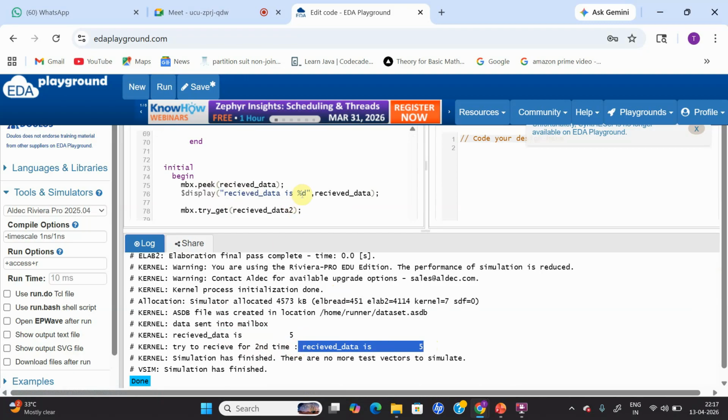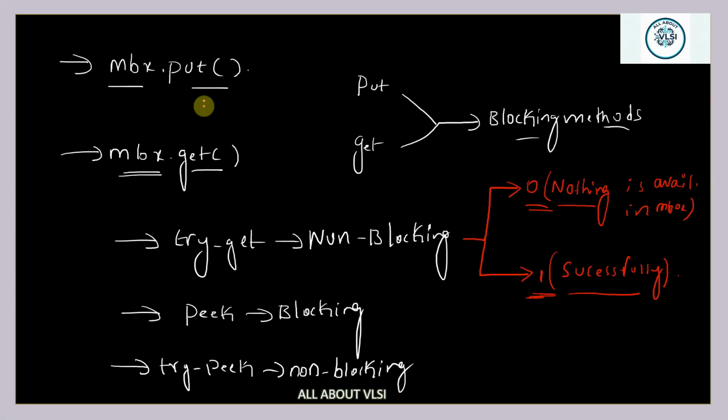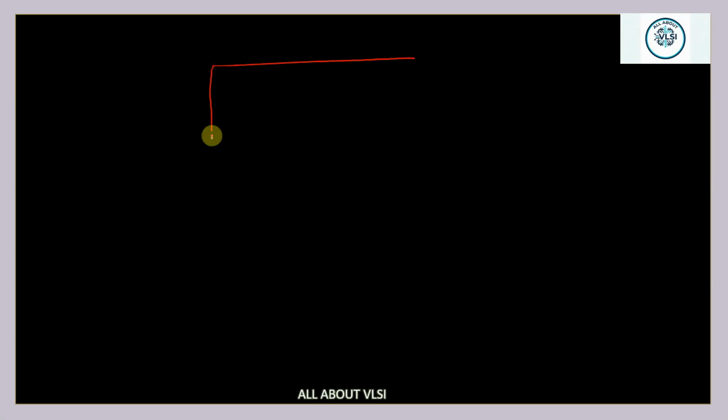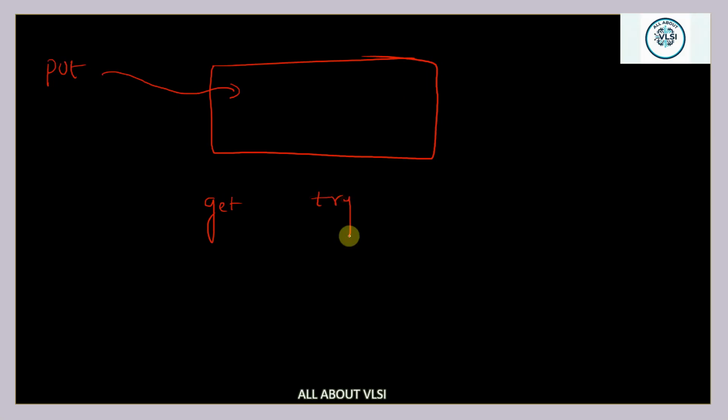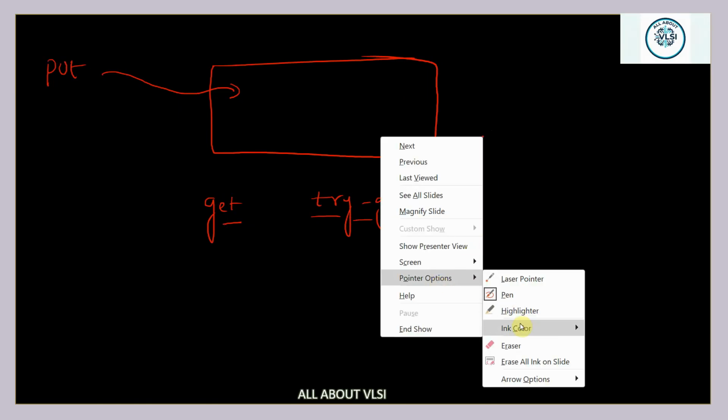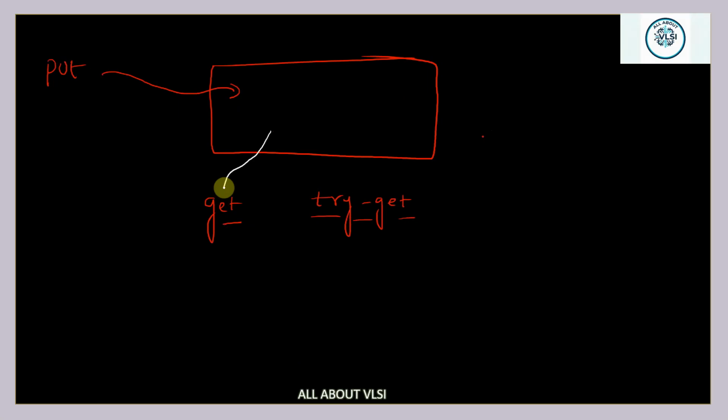So what this peek method is basically doing over here is, let me show you. You have some particular data which is present inside this mailbox, and if you want to put any data into this mailbox, you're going to use put so that the data is sent into this mailbox, and get, and it may be try_get. So get is a blocking method and try_get is a non-blocking method. What these methods are doing is they're actually removing the data from the mailbox. So get is removing the data from the mailbox, and try_get is also removing the data from the mailbox. This is blocking and this is non-blocking. That's the difference. That's it.